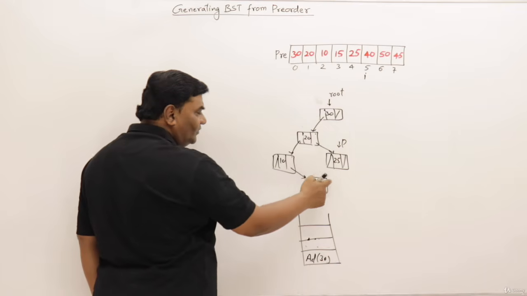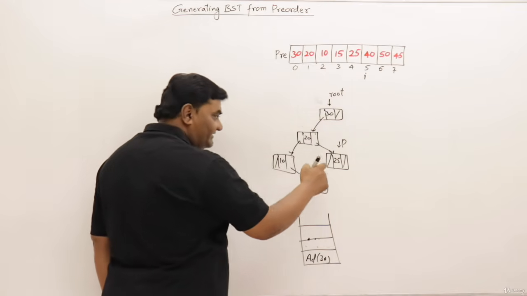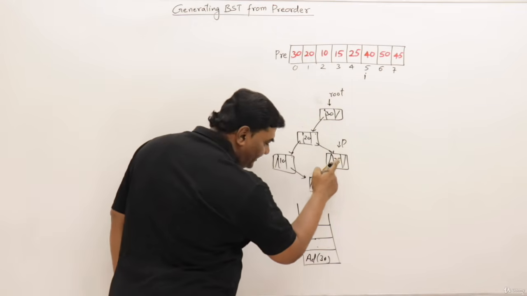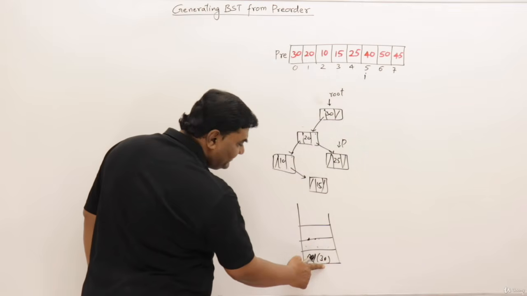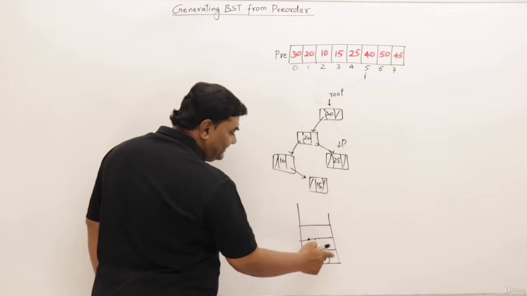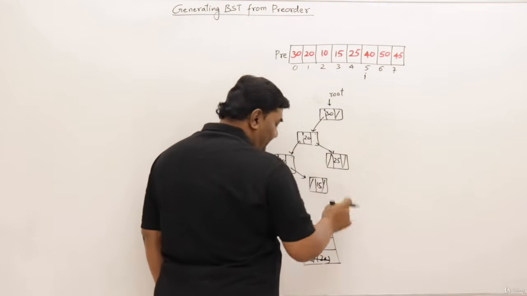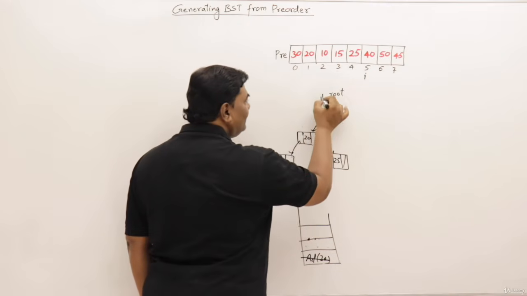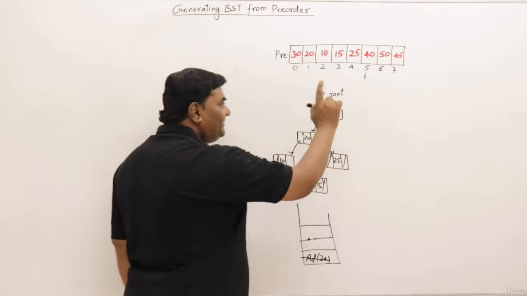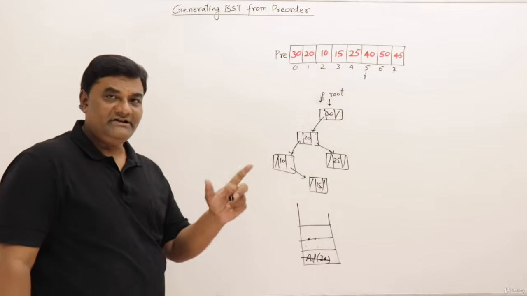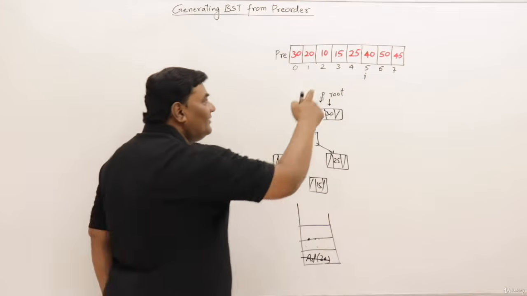Repeat. 40. Is it less than 25? Current node is this one. No. Greater than 25? Yes. But is it lying in between 25 and this value 30? No. 40 is not lying in between these two. Then pop out this address and move P to that address. Don't move I. Let it be there only. Step is completed.